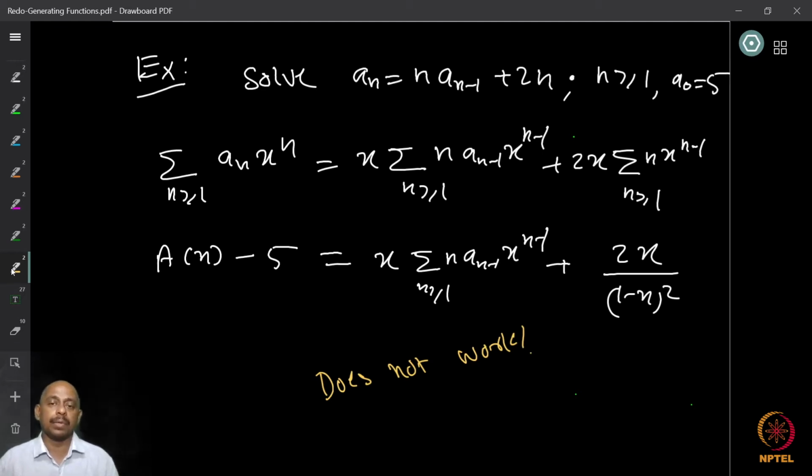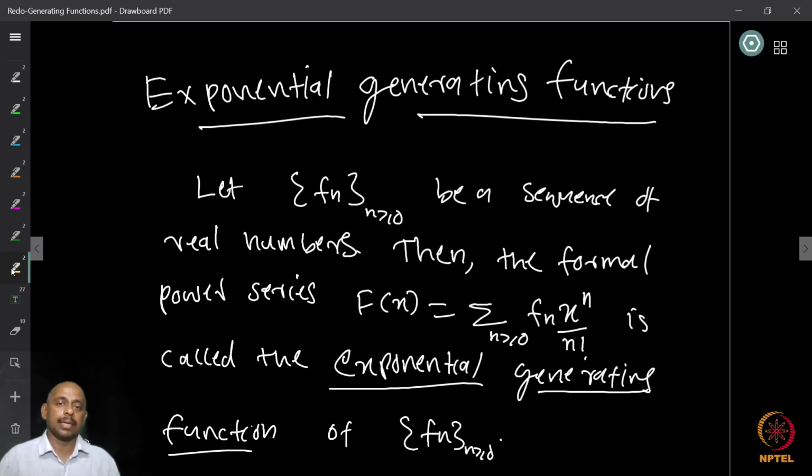So in that case, what will we do? If the function does not converge, we cannot really use the method of generating functions to do nice things. So we will do some tricks. One of the most standard ways to deal with this kind of thing is to use what is called the exponential generating function.